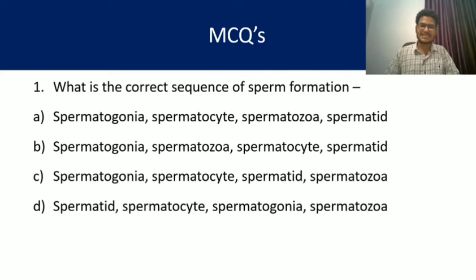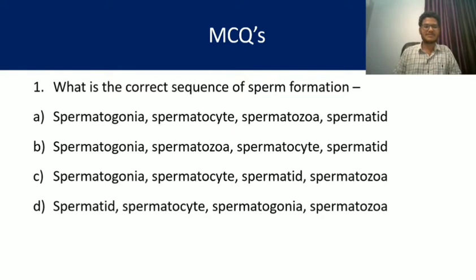What is the correct sequence of sperm formation? So out of these four options, which is the correct sequence of sperm formation? Spermatogonia, spermatocyte, spermatozoa, spermatid. Spermatogonia, spermatozoa, spermatocyte, spermatid. Spermatogonia, spermatocyte, spermatid, and spermatozoa. Spermatid, spermatocyte, spermatogonia, and spermatozoa.